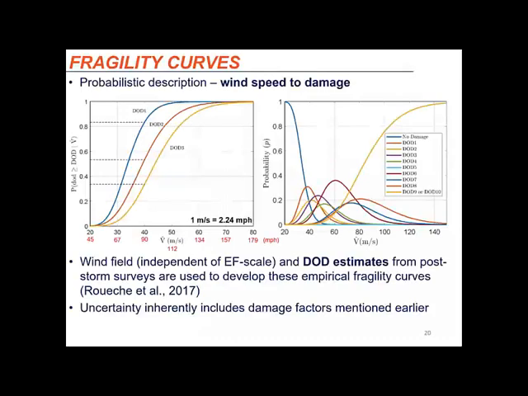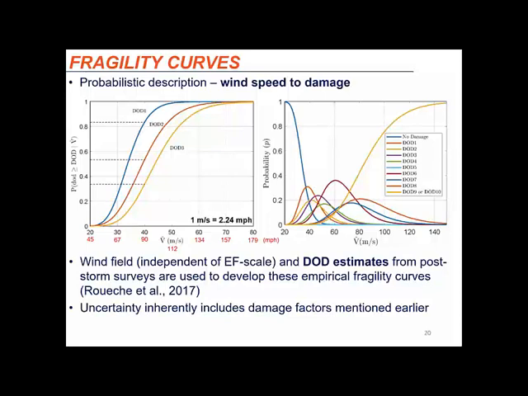And so what we're going to do is compare damage to wind speed relationships in the DAT with some existing fragility curves, which are typically used in the engineering space. And here it's the reverse, where we're going from a wind speed to a damage. These empirical fragility curves were built from post-storm surveys with a wind field that's estimated independent of the EF scale. Basically we go out and estimate the wind field independent of the EF scale, and get DOD estimates from a traditional damage survey to develop these curves.